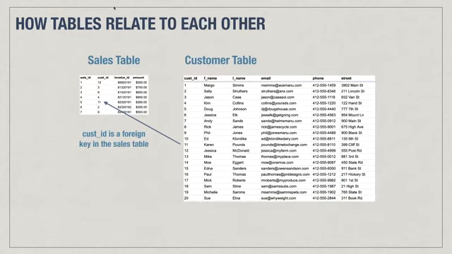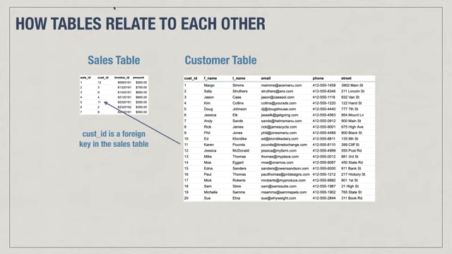In this situation, customer ID in the sales table is called a foreign key because it refers to a row of data in a separate table, being the customer table. Now, you're going to be able to have multiple foreign keys in a table, but only one primary key. And if any of this is confusing, don't worry about it. I'm going to be showing you so many examples using primary keys and foreign keys and all these other things that I'm mentioning that by the end you will completely understand them.